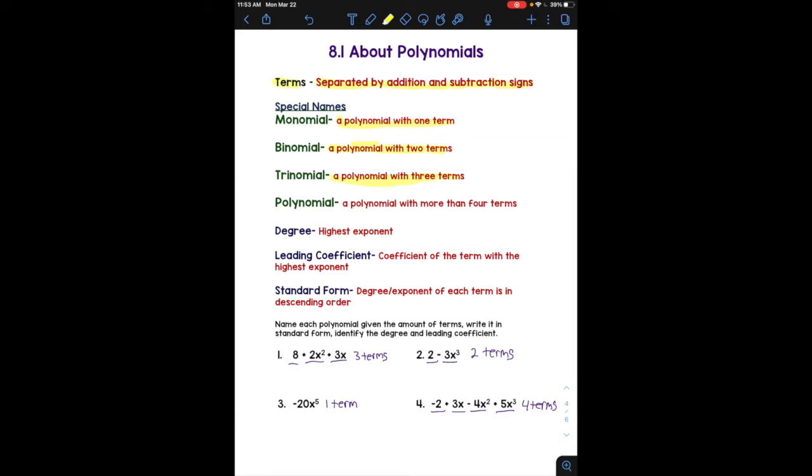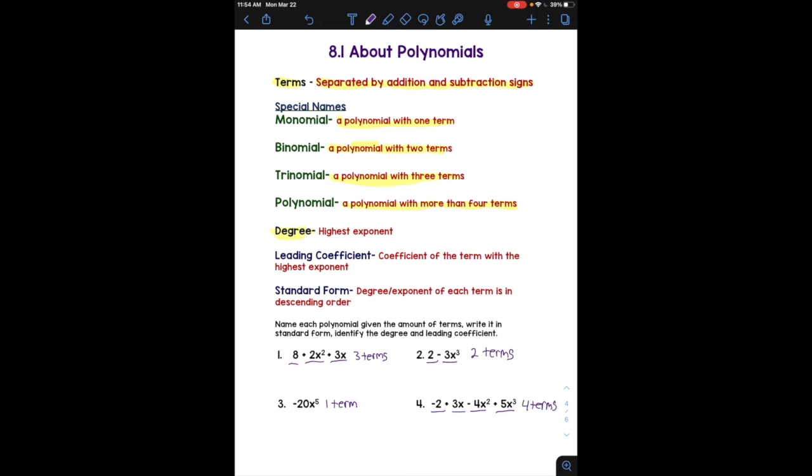And a polynomial is just any polynomial with 4 or more terms. They don't have any special names for those. So number 4 doesn't necessarily have a special name. It's just a polynomial. The next thing we'll talk about is the degree, which is the highest exponent.